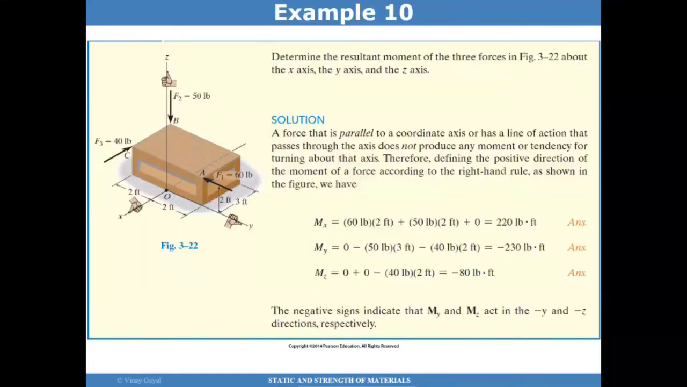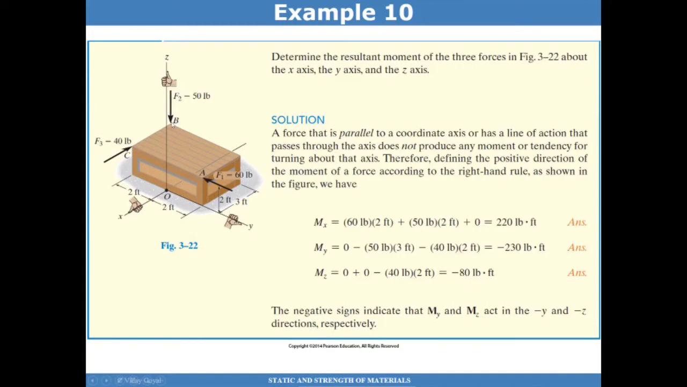In example 10, we examine a situation where you have 3 forces applied, and these 3 forces may produce a moment about the x-axis, y-axis, and z-axis. The goal of this problem is to determine the moment caused by these forces for each of these axes. So let's start with the x-axis. For the x-axis, the load F3 is parallel to the x-axis, so that force will not cause a moment about the x-axis.